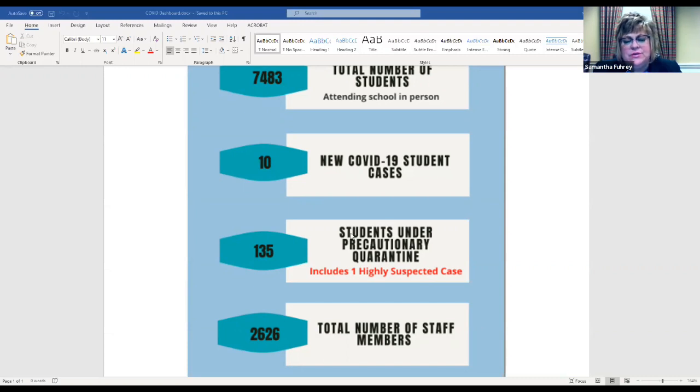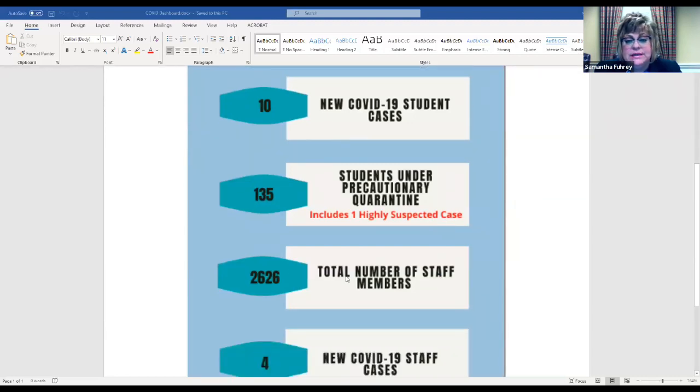We felt like we needed to include that number because the other students, the 134, are not experiencing any symptoms, but they were considered close contacts, so they have to be quarantined due to the period of time that elapses for the virus to develop. But this one individual is experiencing symptoms at this time.